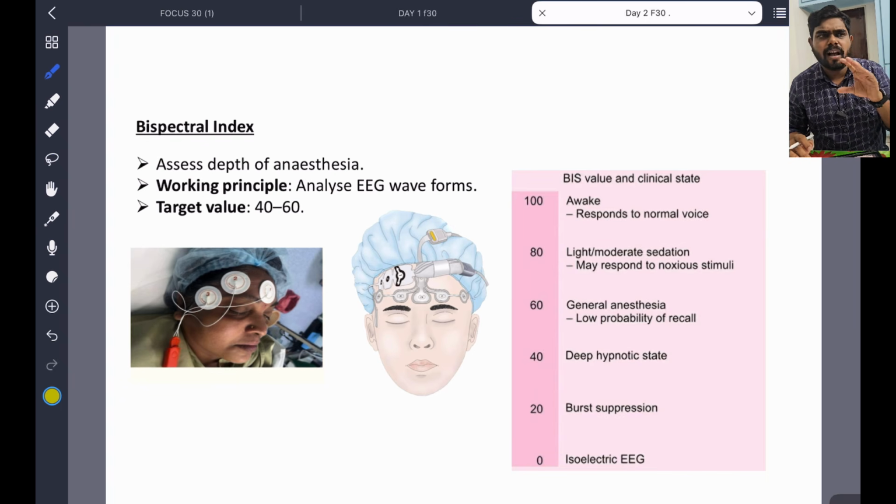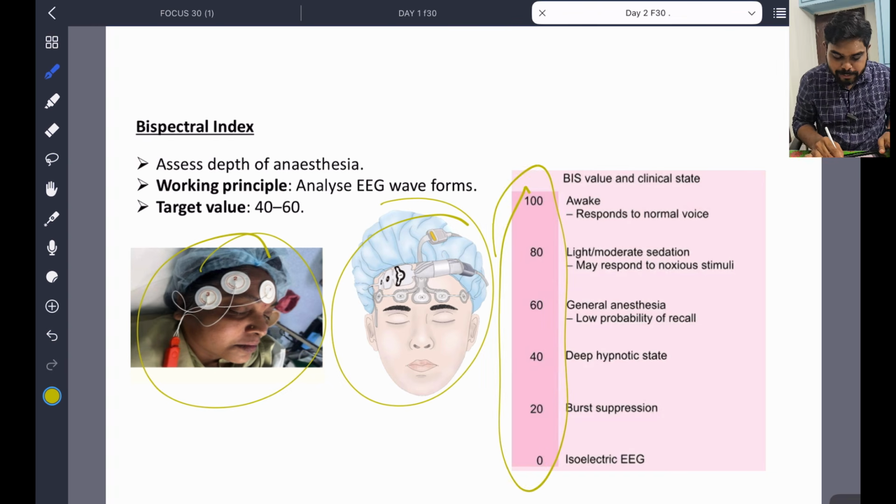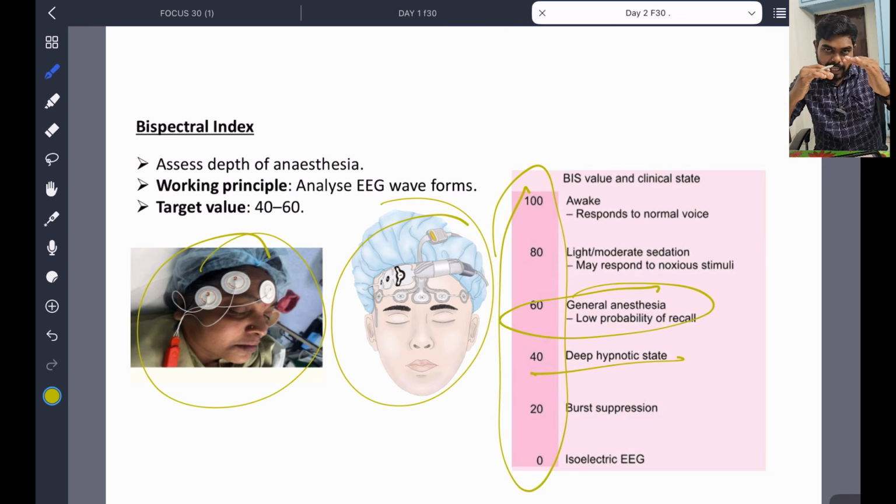So bispectral index, maybe some people don't know, but this is important during anesthesia and surgeries. Bispectral index, you can see this is a spotter. See the image. It is very easy. They are checking the electric changes in the brain, analyzing EEG, and they are coming to some values of bispectral index. And here you can see 60 general anesthesia and 40 deep hypnotic phase. The range between 40 to 60, they will keep the patient in OT, so that they can conduct the surgeries. So working principle, analyze the EEG wave pattern form.